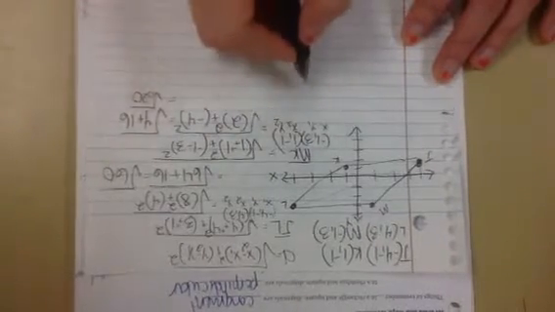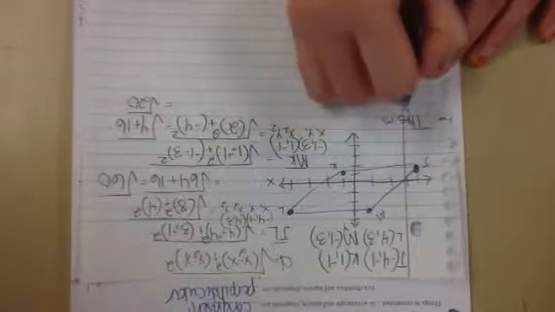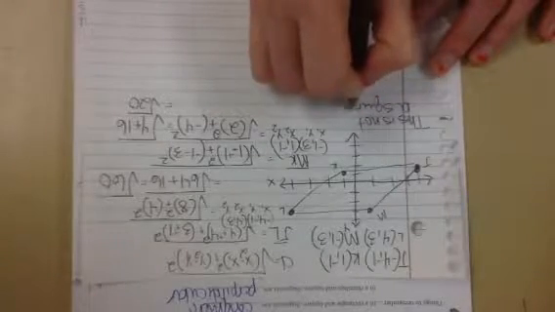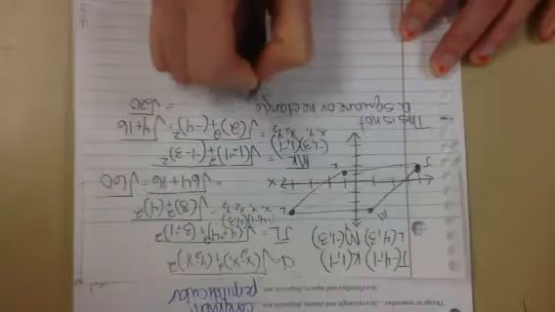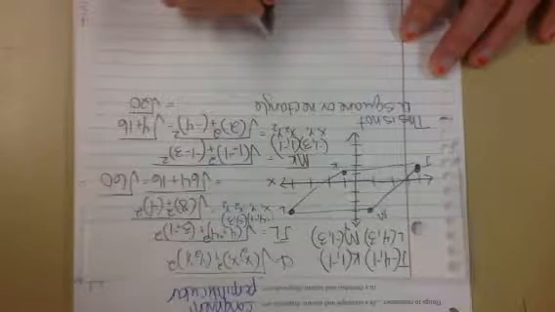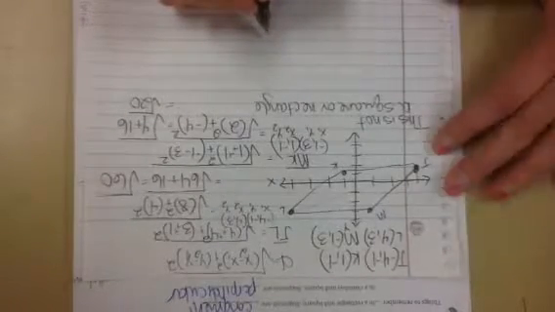So these diagonals are different. So we know for a fact it is not a square or a rectangle. But now we have to prove whether or not it is a rhombus or just a parallelogram in general.